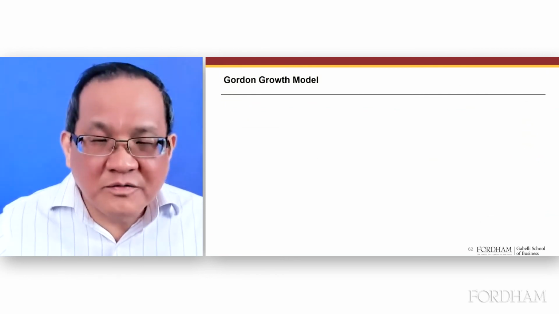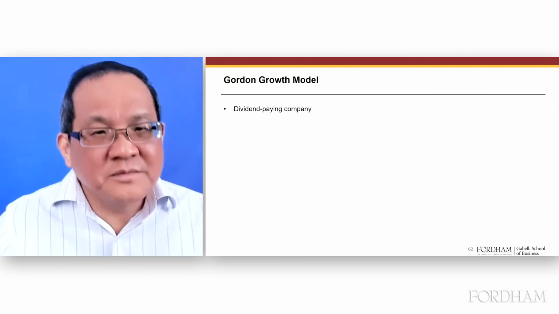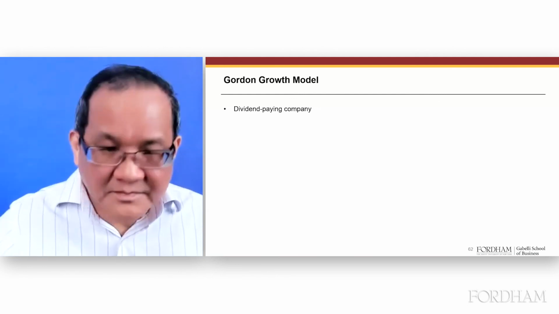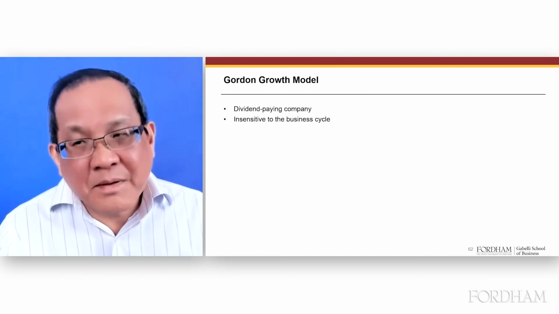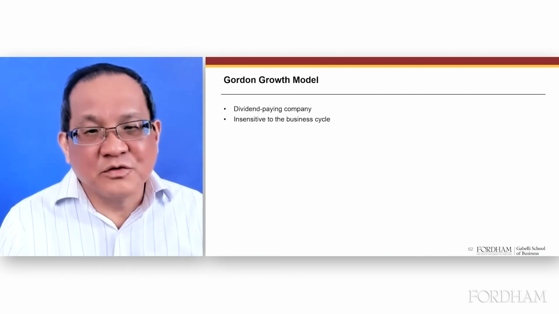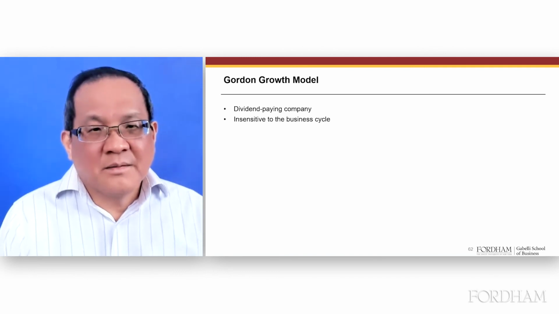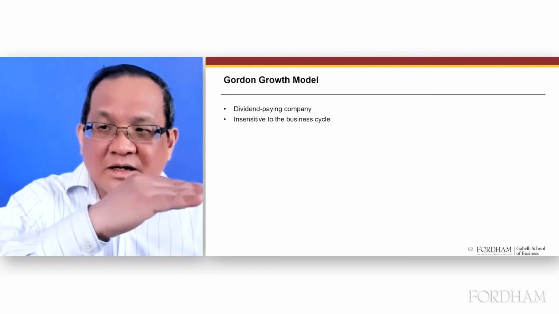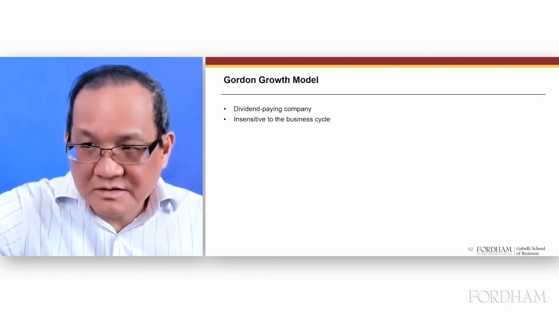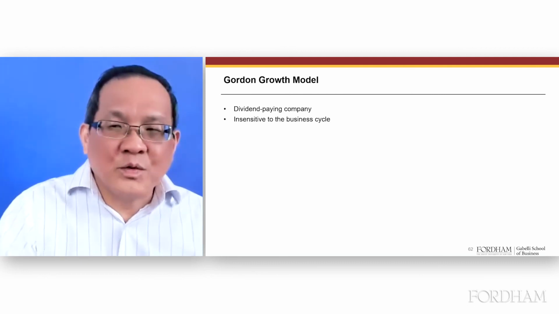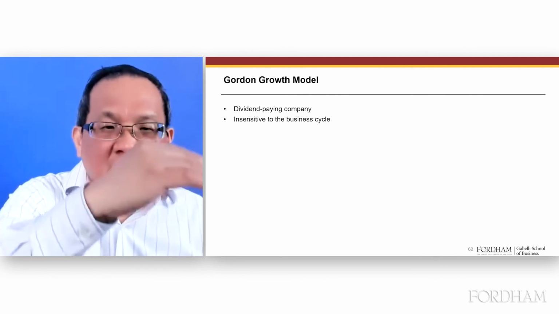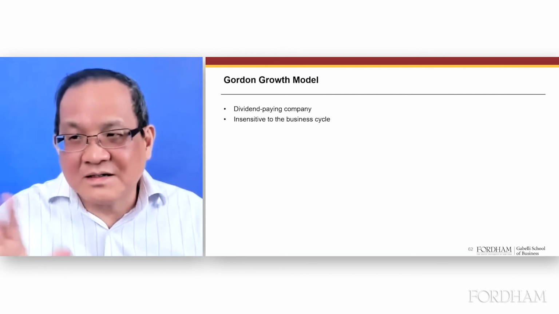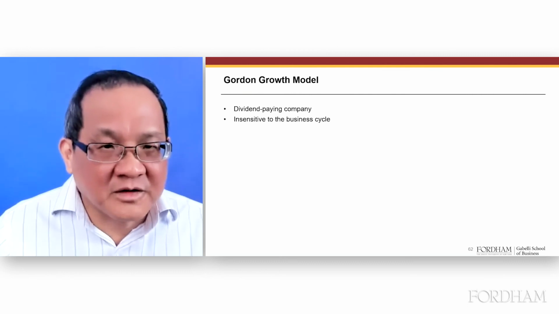So the Gordon Growth Model, right? In conclusion, we can only use this for dividend-paying companies and apply it to companies that are insensitive to the business cycle, because we want to look at companies that would be paying the same dividend or with an increase over the time period. Right? We cannot apply this if the company pays high dividends when times are good and then cuts dividends when times are bad. This kind of cycle is not applicable for the Gordon Growth Model.